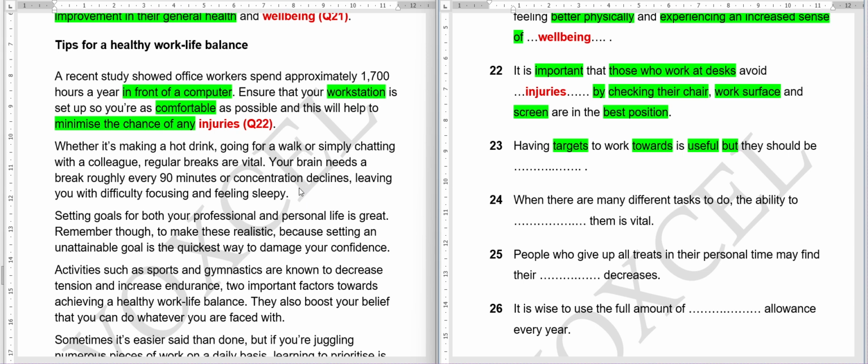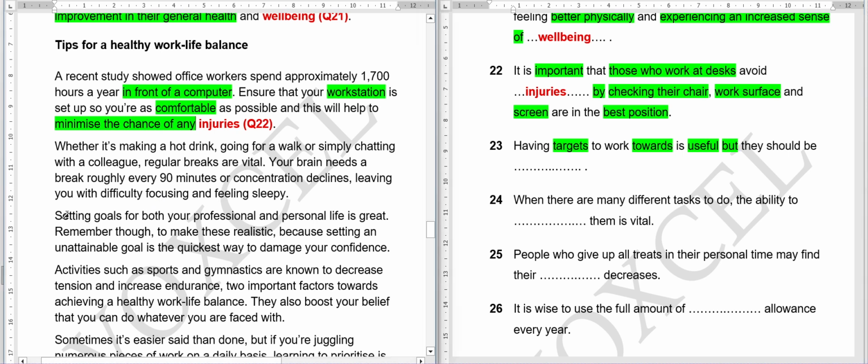Your brain needs a break roughly every 90 minutes or concentration declines, leaving you with difficulty focusing and feeling sleepy. So they are saying that you need a break after every 90 minutes or your concentration declines, and it will be difficult for you to concentrate or focus because you will feel sleepy if you don't take sufficient breaks.